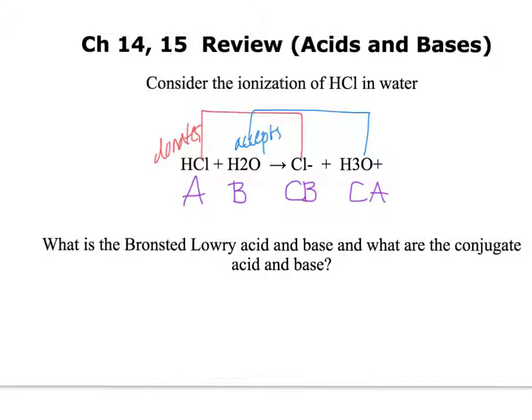One important thing to remember is that they're called conjugate acid-base pairs, and they appear on opposite sides of the equation. So I have acid here, I have its conjugate base pair on the other side. I have a base here, I have its conjugate acid over on the other side. So they are on opposite sides of the equation.